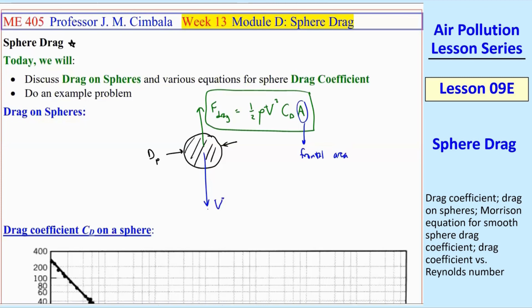In other words, the particle's coming right at you. So you're looking here from the bottom. What do you see? You see a circle of that same diameter. So the frontal area A is pi dp squared over 4. And then you can calculate the drag force if you know CD, and CD is a function of Reynolds number.